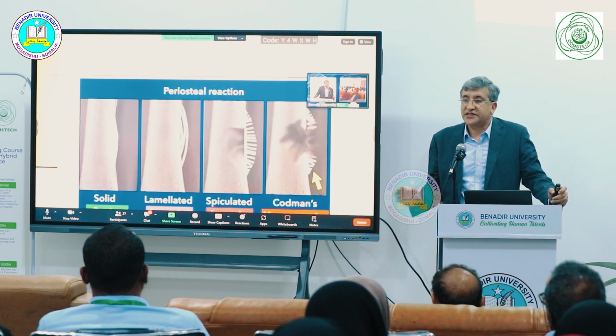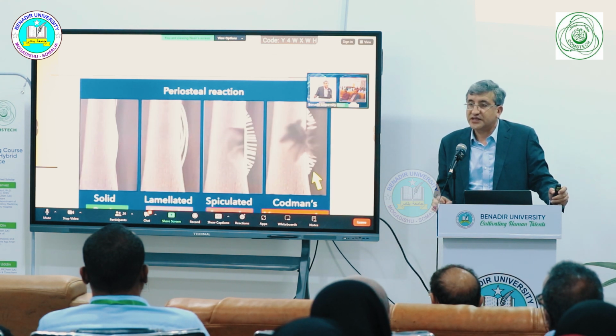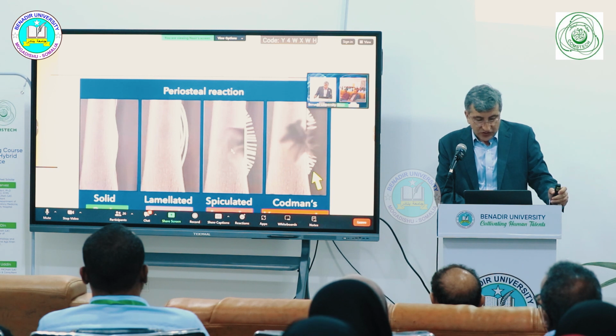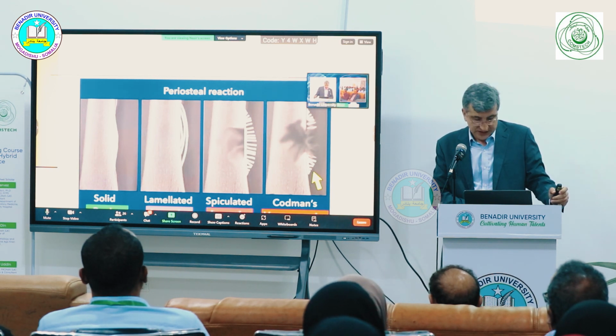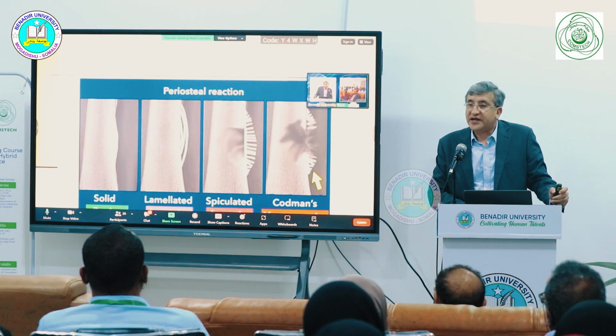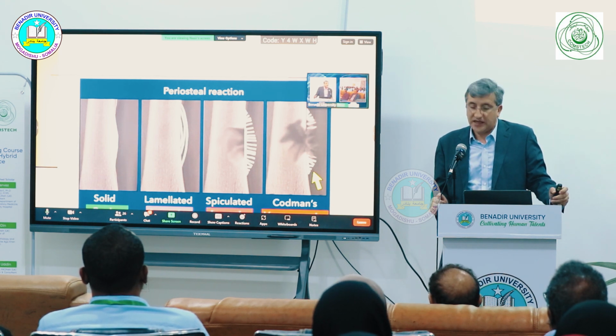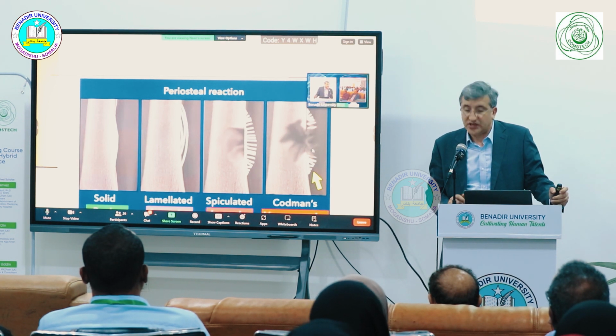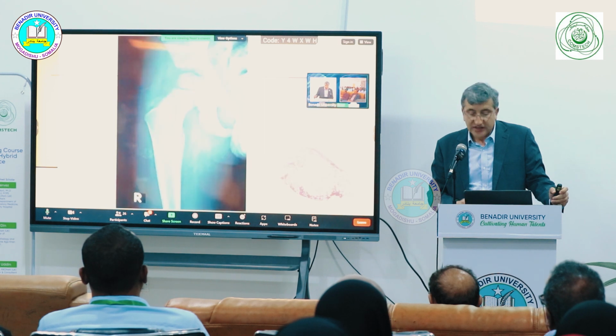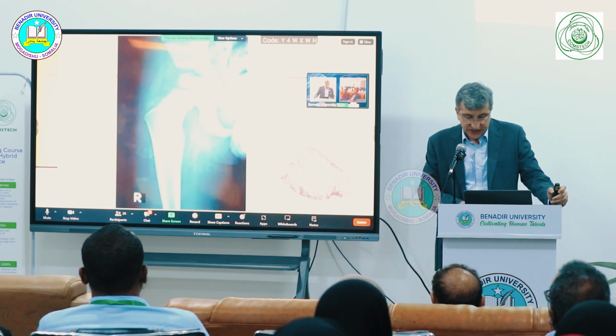This is exemplified in this diagram. Solid periosteal reaction means a benign lesion. Lamellated or onion skin means aggressive. Spiculated or sun ray appearance means aggressive. And Codman's triangle means very aggressive lesion. We'll see this one by one with examples.